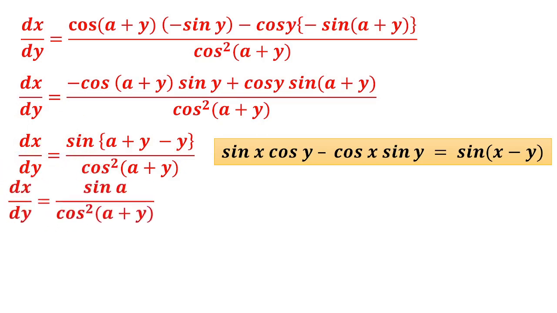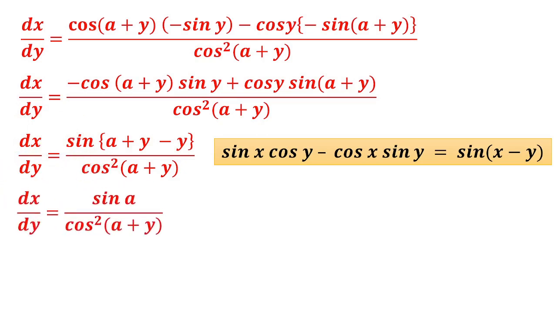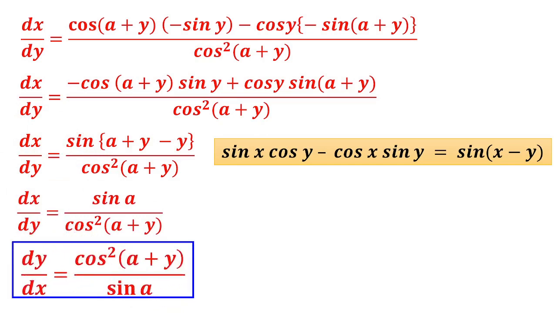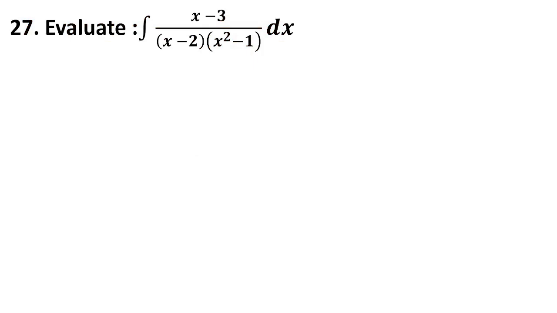The numerator becomes sin a, denominator cos square of a plus y. Therefore, now find what is dy by dx, you will get directly. Now, this is one shortcut only, but if you find dy by dx directly also, after simplification, you will get the answer.